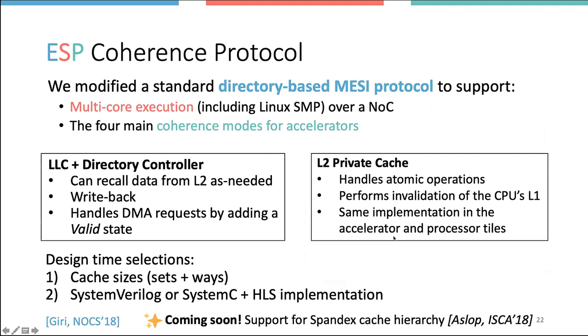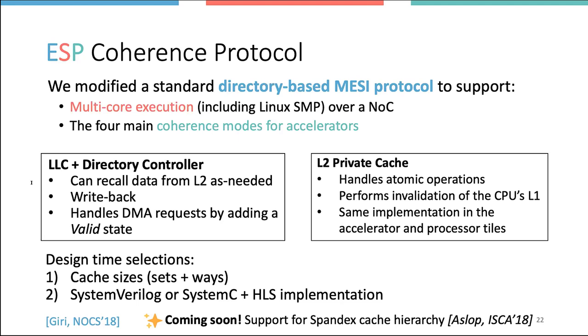So our ESP coherence protocol is built on a modification of a standard directory-based MESI protocol. We designed the protocol to support multi-core execution capable of booting Linux SMP over a network on chip, and also support all four main coherence modes for accelerators. As Paolo mentioned, the memory tile hosts the last level cache and the directory information. Our LLC is write back and can recall data from the private L2 caches as needed. And the most distinguishing feature of our last level cache is the ability to handle DMA requests.